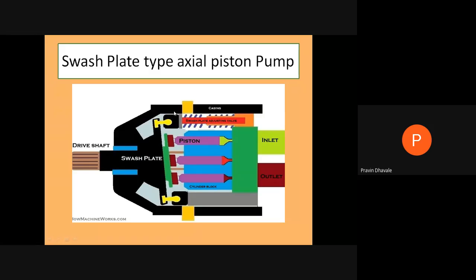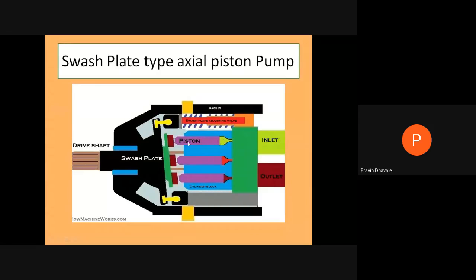Here, this will be the cross section of the casing, in black color. This will be a swash plate adjusting wall or screw. By using the screw or wall, we can adjust the angle of the swash plate with respect to the axis of the drive shaft. And this will be the rotating cylinder barrel in which we are reciprocating this piston.